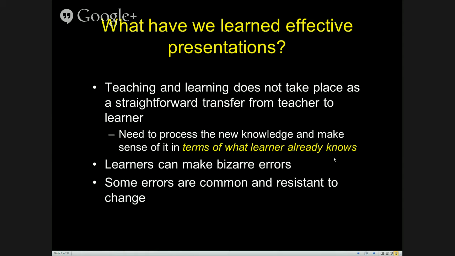A hint of how this happens is sometimes when we chat to people after we give a talk, some learners can make some bizarre errors. They completely misconstrue the meaning of what we said. And sometimes that leaves us wondering, did I do a good job? Or is it the way that humans learn that influences the way we learn? And especially when you teach large classes, you come to realize that some errors are common and resistant to change.